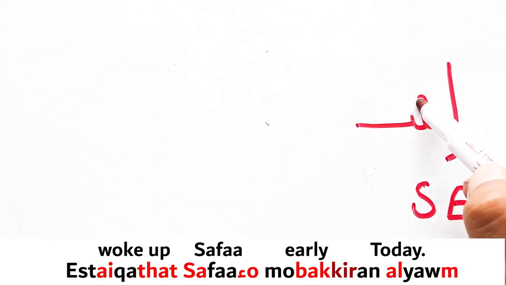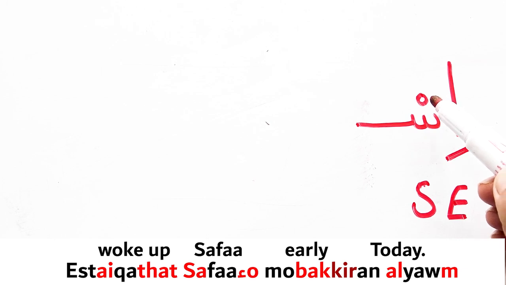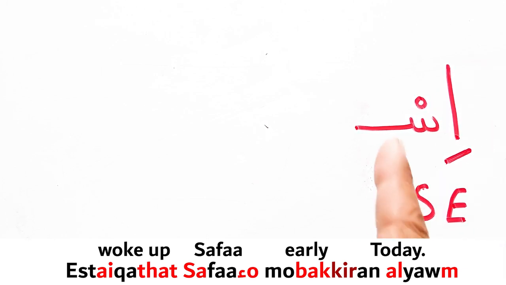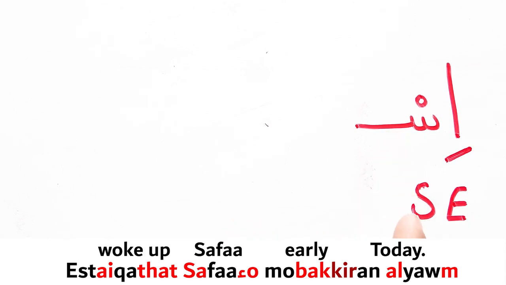And I have here this mark on the top. We call it sukun. And what does it mean? It means that we must pause on this letter. And this syllable will end with a consonant sound. So that's why I say S. Then let's see the next one. استيقظت.